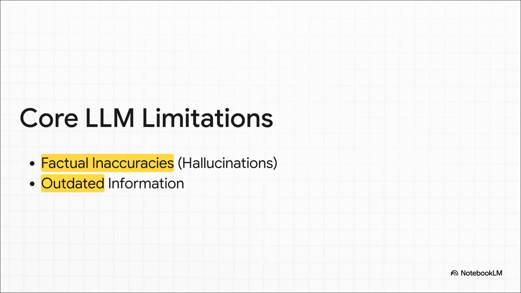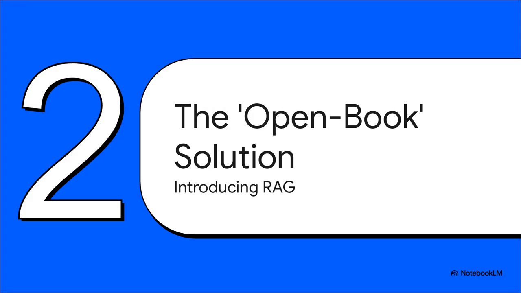Okay, so here's the deal. A large language model's brain is essentially frozen in time. It only knows what it learned from the giant pile of data it was trained on. So that means its information can be old news, or even worse, it can start inventing things that sound right but aren't. You've probably heard this called hallucination. So the big question is, how do we get around this memory problem? How do we stop the AI from just making stuff up? Well, it turns out there's a really clever solution.